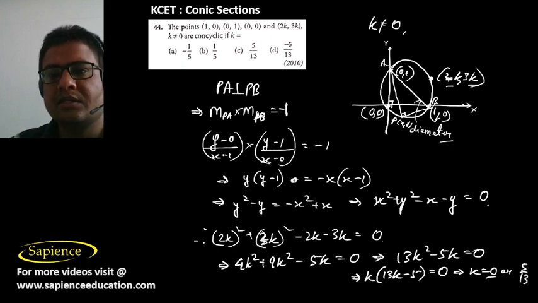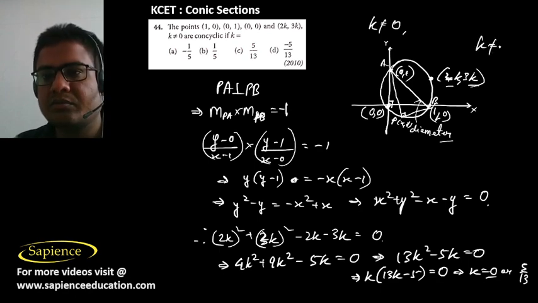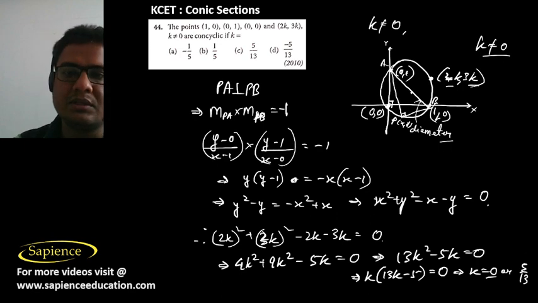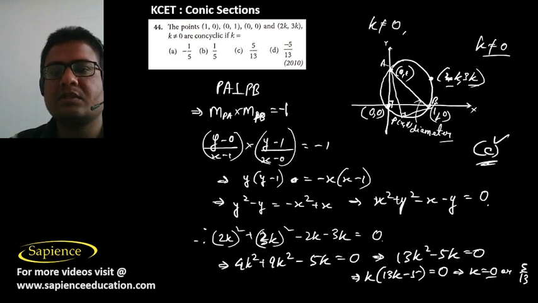So if k is 0, then it will coincide with this point only, which is the origin. So here it is told that k should not be 0, so k should be 5 by 13. So option C is the correct answer.